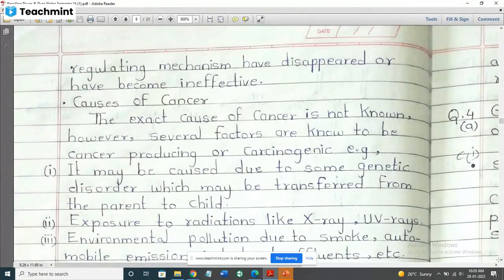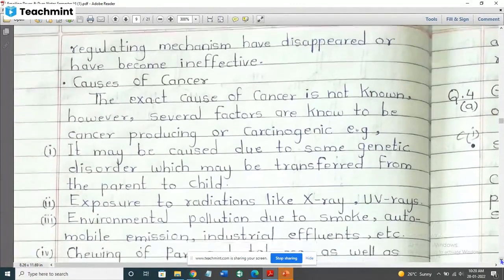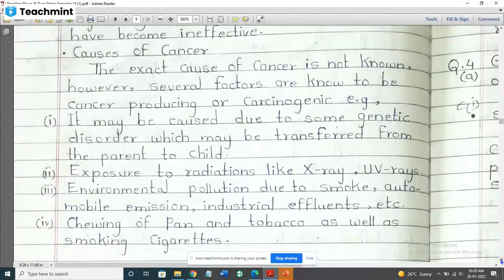What are the causes of cancers? I think you all know carcinogenic agents are the main causes of cancer. Carcinogens can be from chemicals, from tobacco also. Some X-rays or gamma rays are also responsible for cancers. The exact cause of cancer is not known. However, several factors are known to be cancer producing, or carcinogenic.